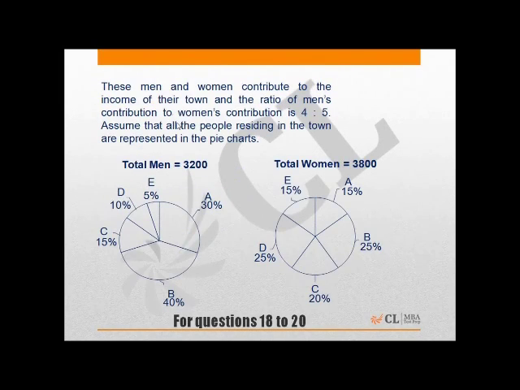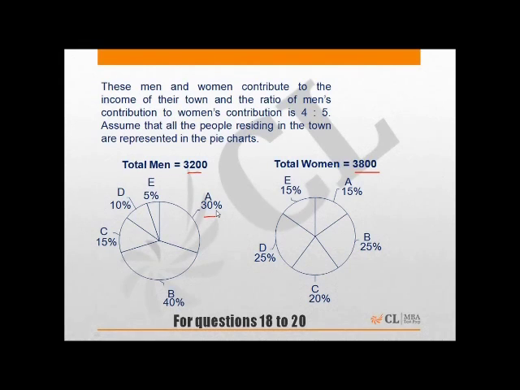Okay. So total men is 3200, total women is 3800. The number of men in the age group A is 30% of 3200, and similarly for the others. These are simple numbers and calculation is not going to be an issue, hence it is a good set of data to look at.